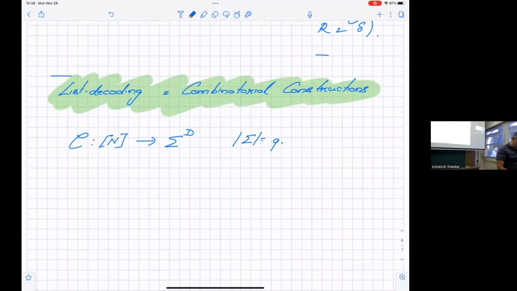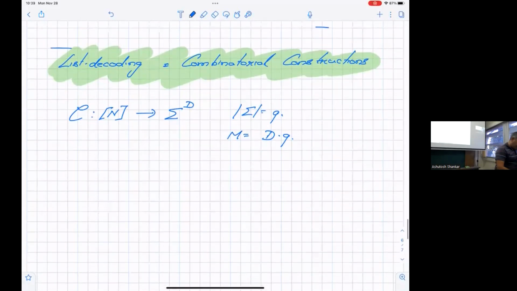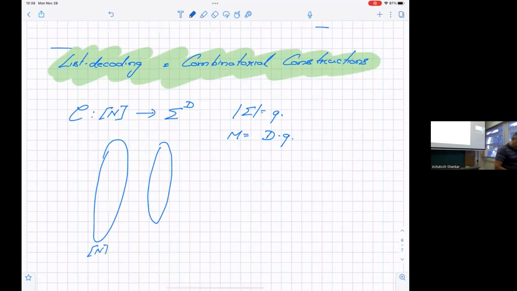I'm going to now identify the coordinate set with [d] times sigma. If you've seen one of the problem sets, this could be familiar. But this is basically what I'm going to set up. So given such a code, I'm going to draw a bipartite graph between M and the coordinates.